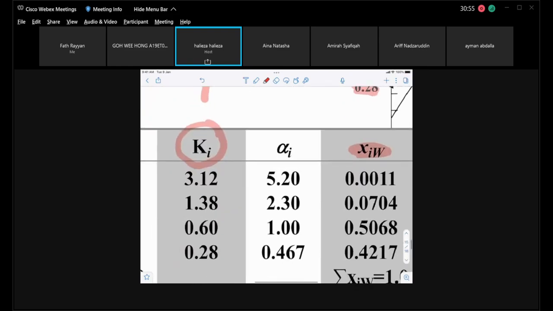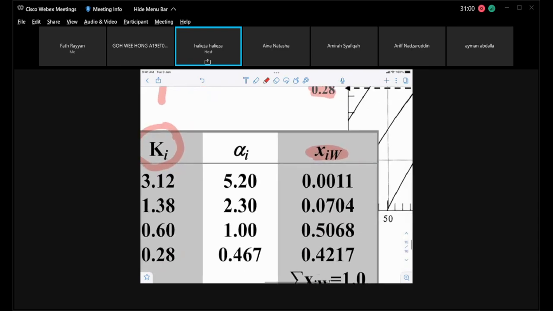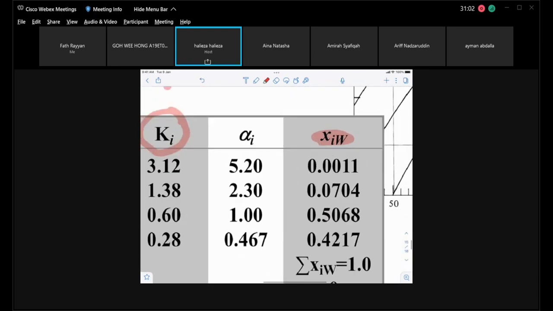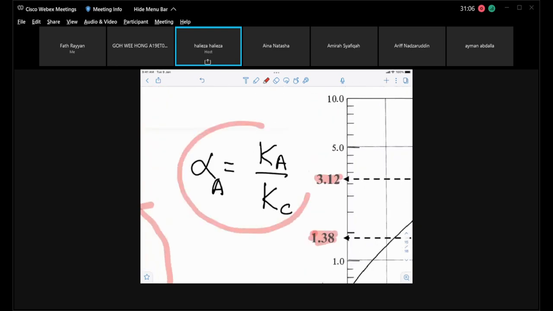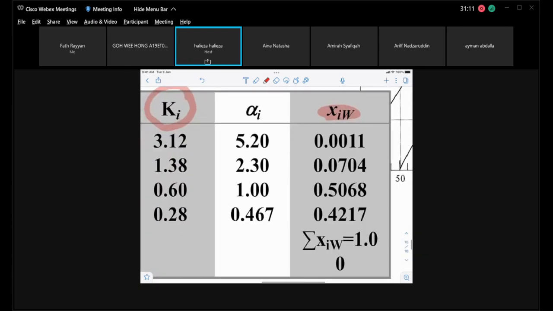These are the values that I got from the graph. And from that K value, I'll calculate my relative volatility, which is that value, based on this equation. So my alpha C should be 1. There's no way it's going to be other than 1, because the reference component is C. Sorry, alpha C should be 1, not Kc. The relative volatility of C.